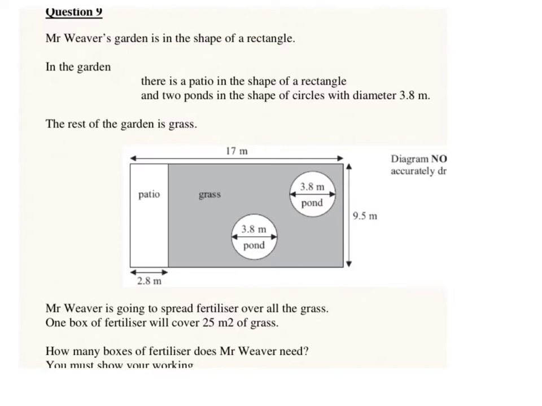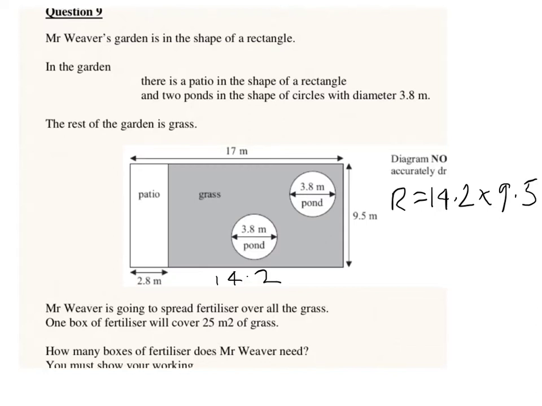Now the rectangle, well, we know the height is 9.5, we need to know this length here that can be found doing 17 subtract 2.8. So this will give us 14.2. So the rectangle then will be 14.2 times 9.5. And we need to subtract from the rectangle the area of the ponds.